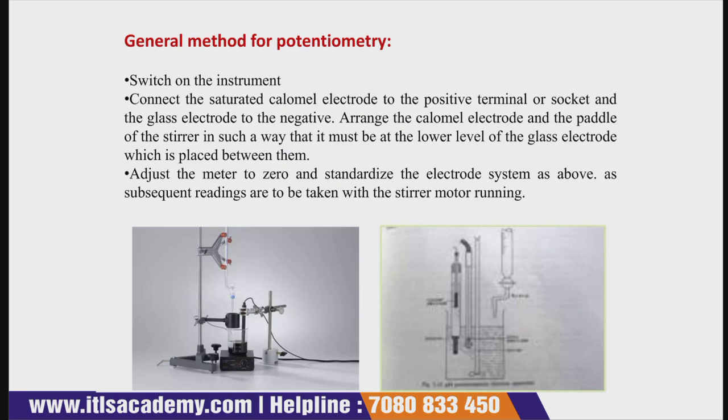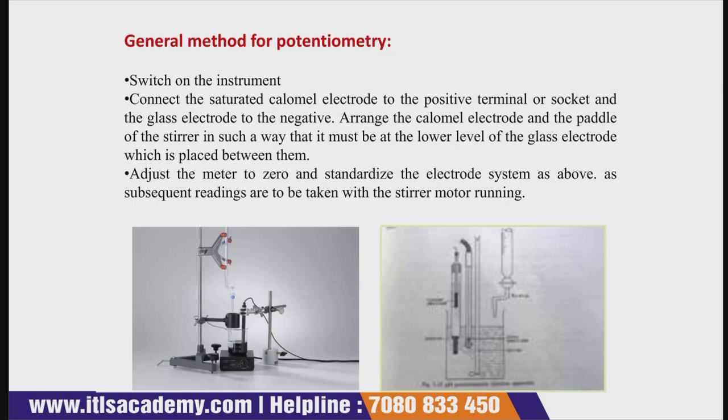Then you have to arrange the calomel electrode and the paddle of the stirrer in such a way that it must be at the lower level of the glass. Means the glass electrode, as you can see, should be at a higher level as compared to the calomel electrode.